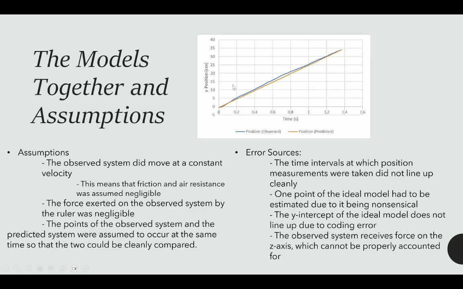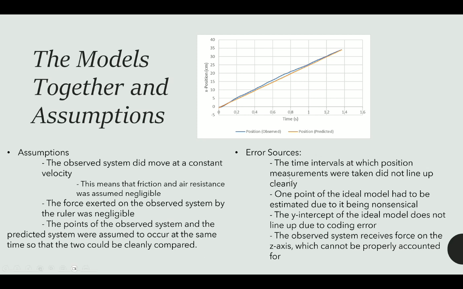The models together and the assumptions: the blue line is the observed position, the orange line is the predicted position. They do end at the same place, plus 34.11 centimeters. The assumptions to get this to happen are that the observed system did move at a constant velocity. It didn't, because there was a jerk, since it started the experiment not moving. It also means the air resistance and the force exerted on the observed system by the ruler are all negligible, because we don't deal with that in the ideal model, and the points on the observed system and the predicted system are assumed to occur at the same time, so they could be cleanly compared.